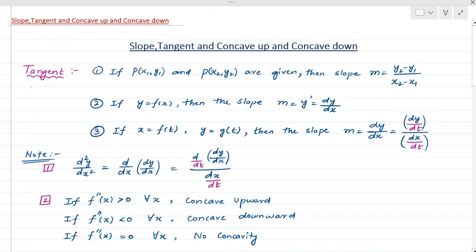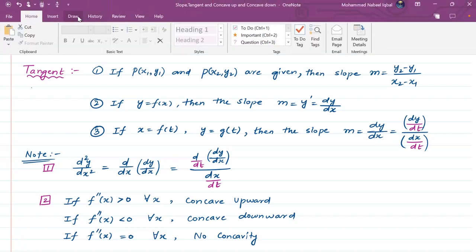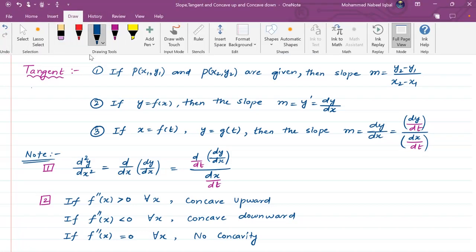In this video, we are going to discuss the slope, tangent, and convex up and convex down, concave up and concave down. First of all, we recall some of the tangent rules. So how will you find the tangent? The tangent has a slope. How will you calculate that slope if two points are given?